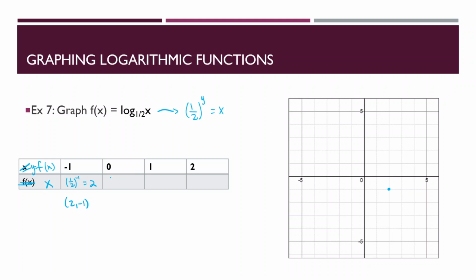If y is 0, I have 1/2 to the 0, which equals 1. So I have the point 1, 0. If y is 1, I get 1/2. So I have 1/2, 1. And if it is 2, I have 1/2 squared, which is 1/4. So I have the point 1/4, 2.